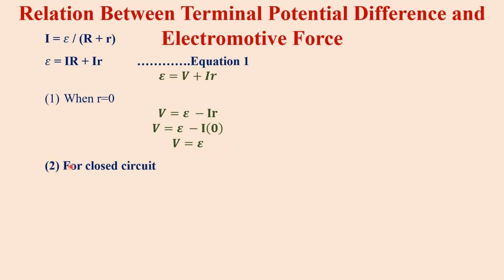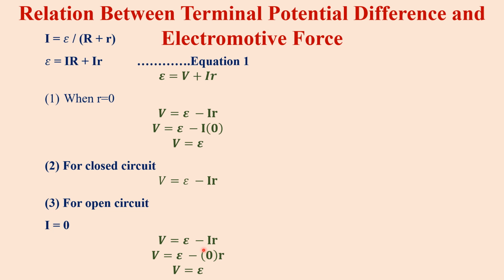For a closed circuit, V equals E minus IR. We know that for a closed circuit, the terminal potential difference is less than EMF, and for this condition we subtract the term IR from EMF. For an open circuit, current is equal to 0. By putting I equals 0, we get V equals E minus 0 into R. Finally, we get terminal potential difference equals EMF.